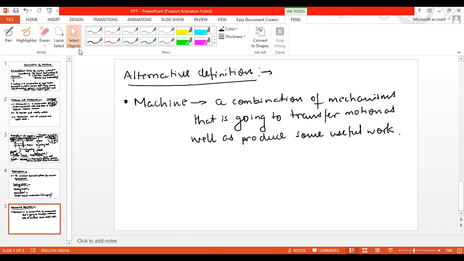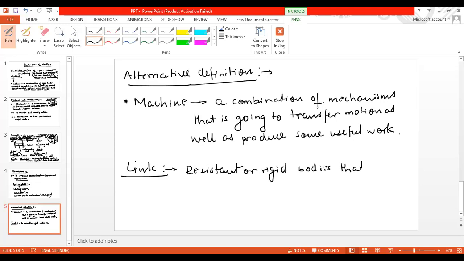Now let us talk about the definition of a link. What is a link, right? It is nothing but the rigid bodies which I am talking about. You can simply write down the resistant or rigid bodies that constitute the mechanism, or that build the mechanism, right? They are referred to as links. These rigid bodies which produce the entire structure of the mechanism, or the entire combination of links, are generally referred to as links.